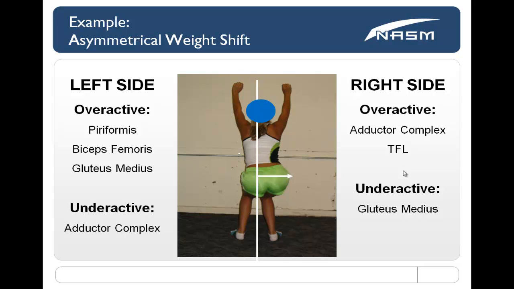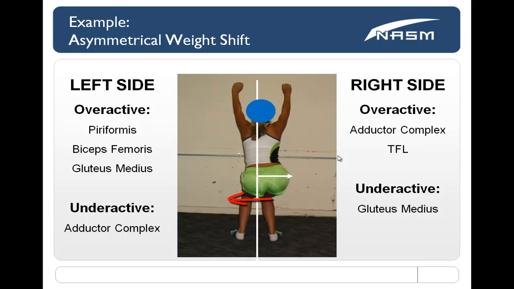If we look at the right side, if we're looking at adduction of the femur, we look at the adductor complex. Particularly, what we see in EMG studies is adductor magnus being particularly active as it's shortened in the frontal plane, and in the transverse plane, it actually gets a little bit lengthened. So there's some aggravation or eccentric activity in adductor magnus. We also see the TFL being overactive, as the TFL in a closed chain position can cause some adduction of the femur.